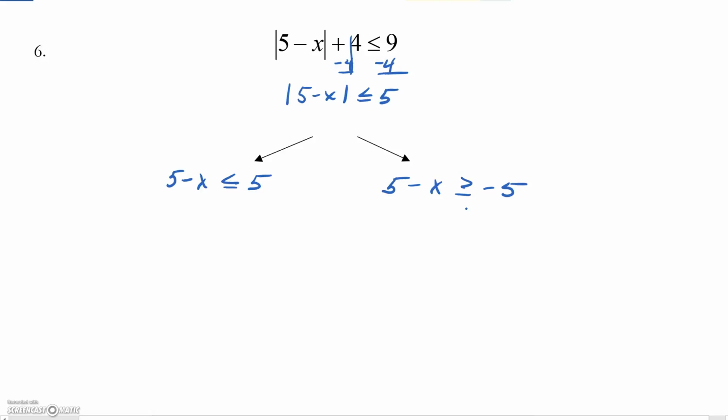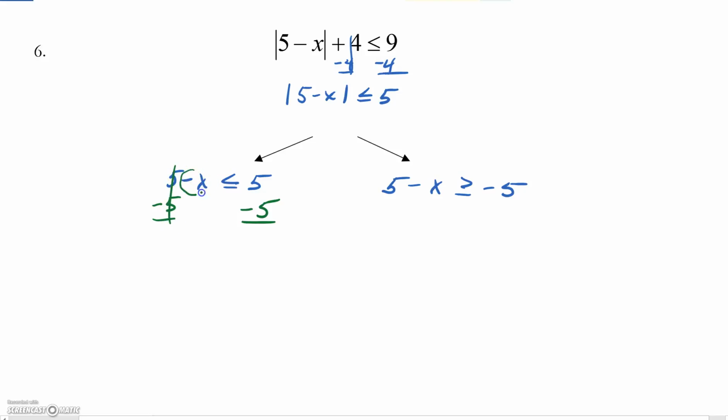And now let's go ahead and solve for x. We've got a minus sign in front of the x, don't we? Well, I'm going to do this one by subtracting 5 from each side. This will isolate the negative x.